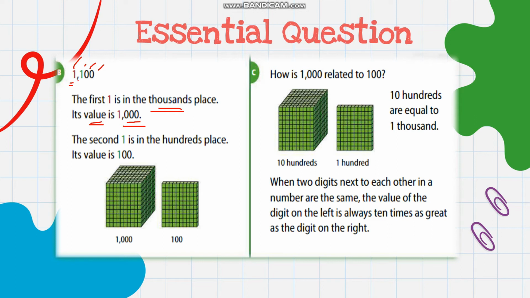The second 1, which is the green one, is in the hundreds place. So its value is 100. Now, how is 1,000 related to 100? So 10 hundreds are equal to 1,000. But always remember, when the two digits are next to each other, as you can see, they are next to each other here, okay? In a number and are the same, the value of the digit on the left is always 10 times as great as the digit to its right.